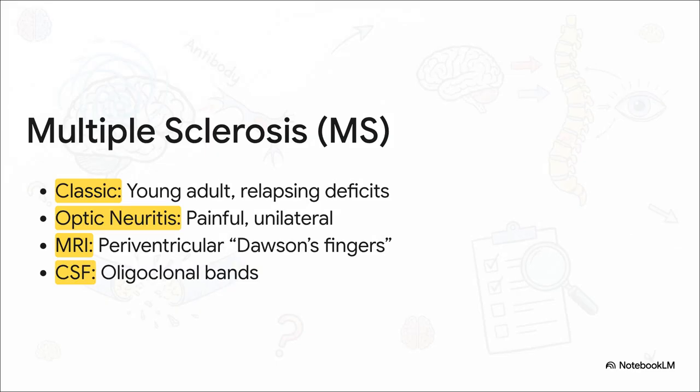Okay, so for multiple sclerosis, or MS, the classic buzzwords you're going to see are dissemination in time and space. What does that even mean? It just means you're seeing evidence of damage happening in different parts of the CNS at different points in time. The classic picture is a young adult with neurological symptoms that just kind of come and go. But the absolute money shot on an MRI is these things called Dawson's fingers right around the ventricles, and you'll often see something called oligoclonal bands in the spinal fluid.